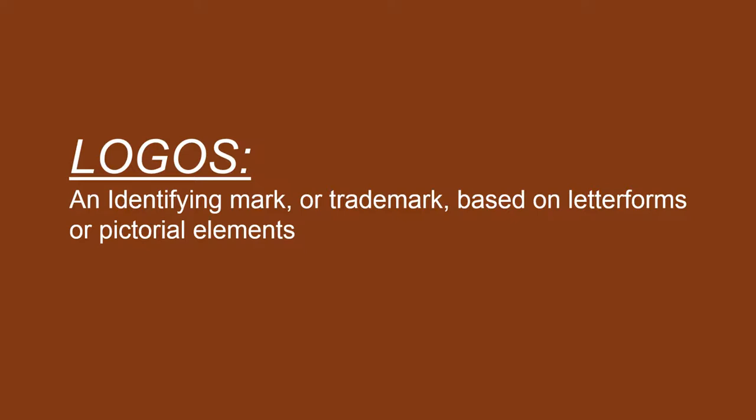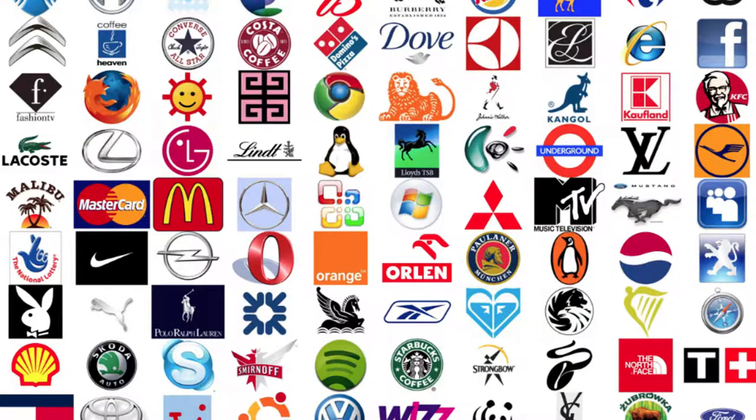So speaking of capitalism, consumerism, shopping and brand identities, we have to talk about logos. A logo is an identifying mark or trademark based on letter forms or pictorial elements. So it could be a letter or two or three, or it could be a word, it could be elements, it could be just pictures, it could be just shapes. A logo is really what represents an idea, represents a company a lot of the time. So here are all the logos that we may or may not be familiar with, but this shows you that logos can come in very different forms.